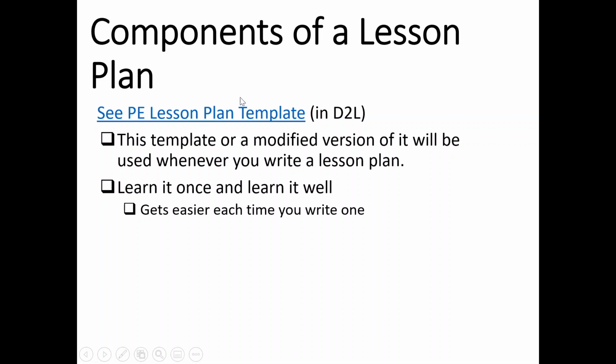Components of the lesson plan. Again, you can see the lesson plan template is in D2L. This template is often modified or changed. So as you go through the program, little things may change, specifically to get maybe a little bit more in detail than the version that you see right now. But just know that once you learn it and you learn it well, it gets easier and easier to do each time, and you're going to be able to write lesson plans in virtually no time over the course of your years.